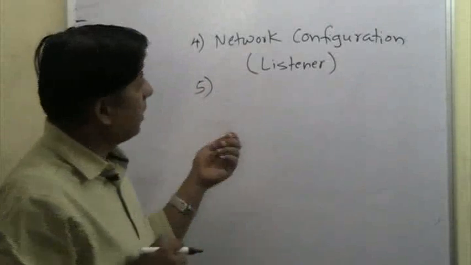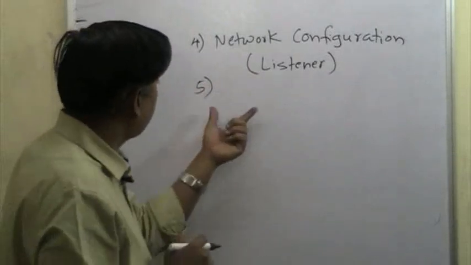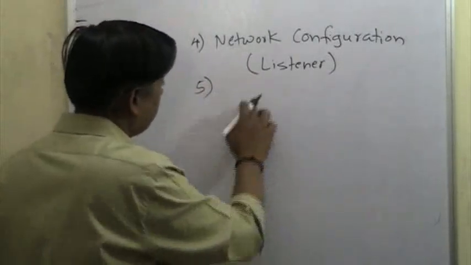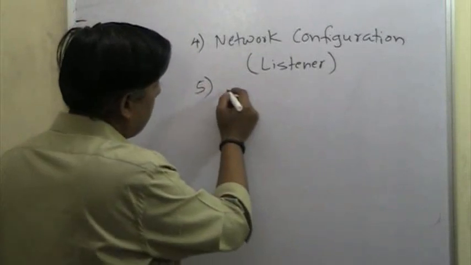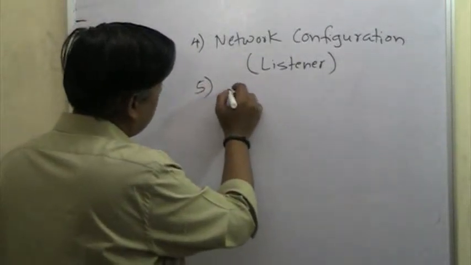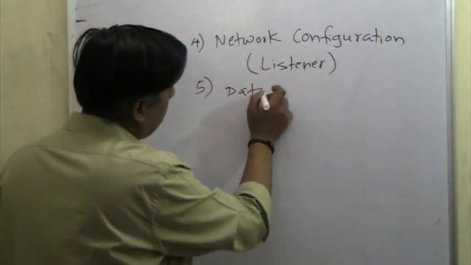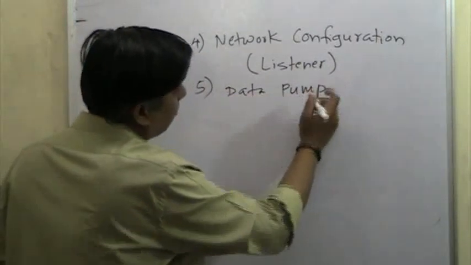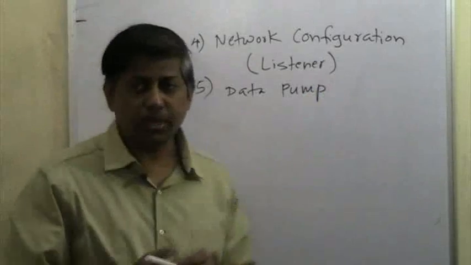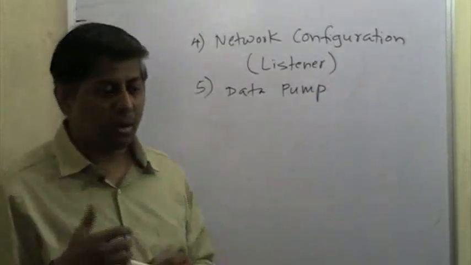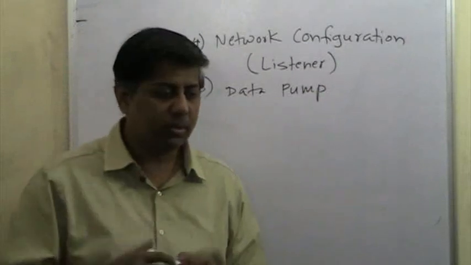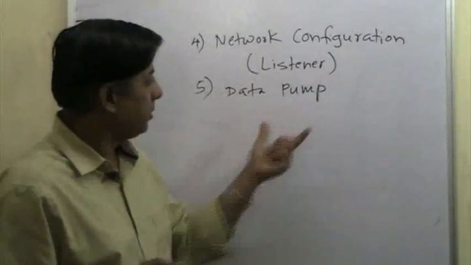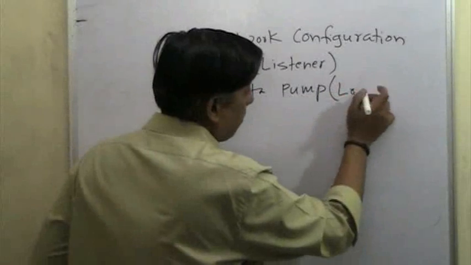Once this is done, we will discuss certain other things which are not too complicated. Number 1 is data pump. Data pump is a tool that Oracle has to take a backup. We call it a logical backup, and we will see what a logical backup is, what a physical backup is, all those different things. But data pump is a tool to take the logical backup.